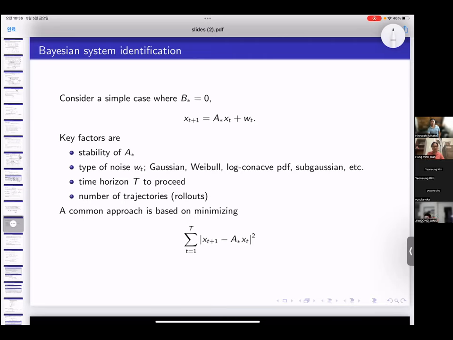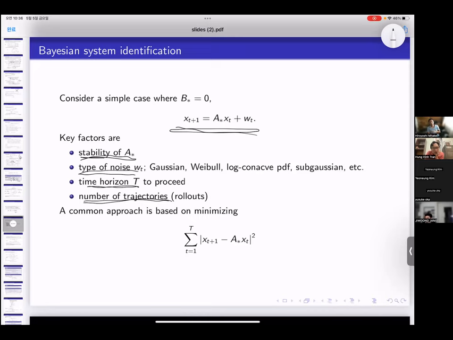Let us move on to Bayesian system identification. The simplest form of the system identification problem is the one without control, and this is called uncontrolled dynamics. So in estimating the true system parameter A star, the stability of A star, the type of noise, the length of the time horizon, and the number of trajectories we use are critical factors.